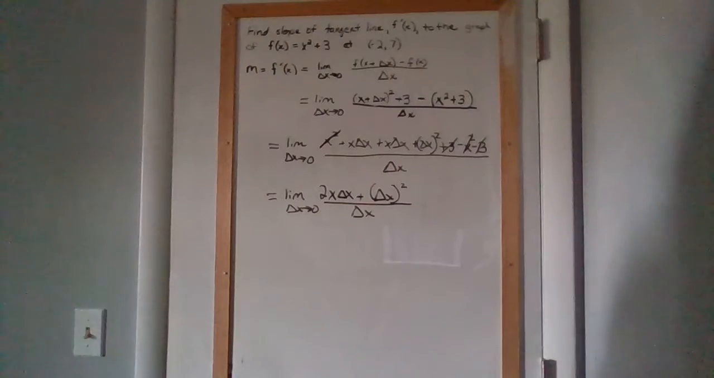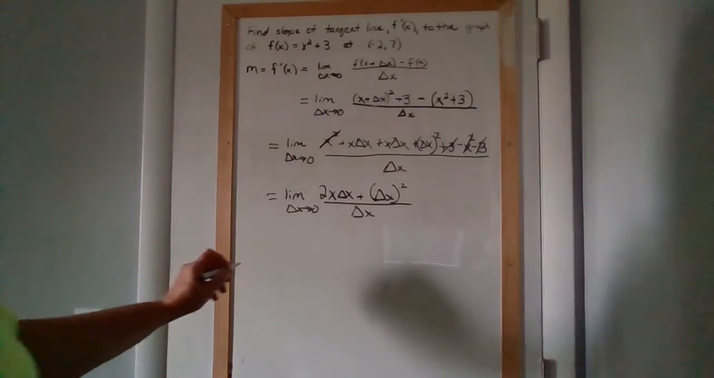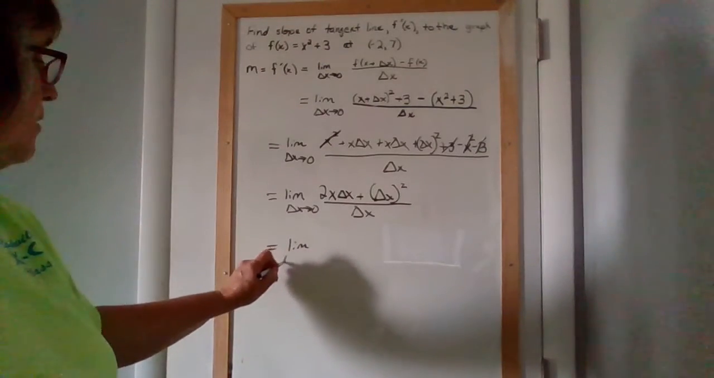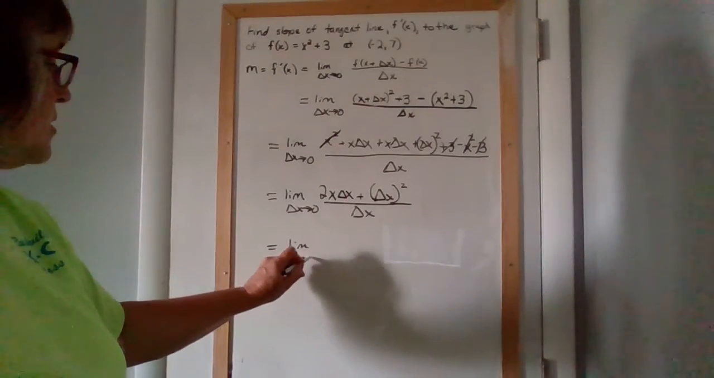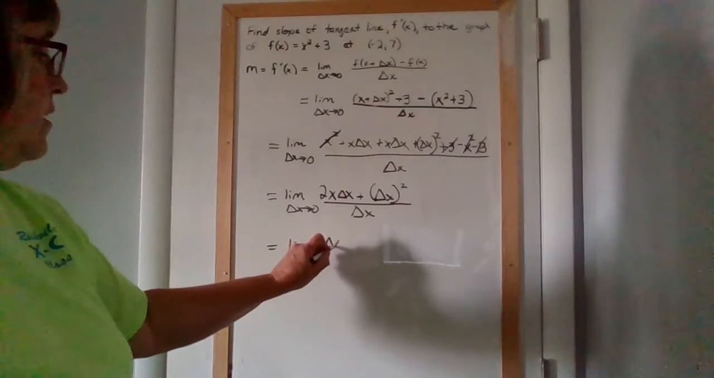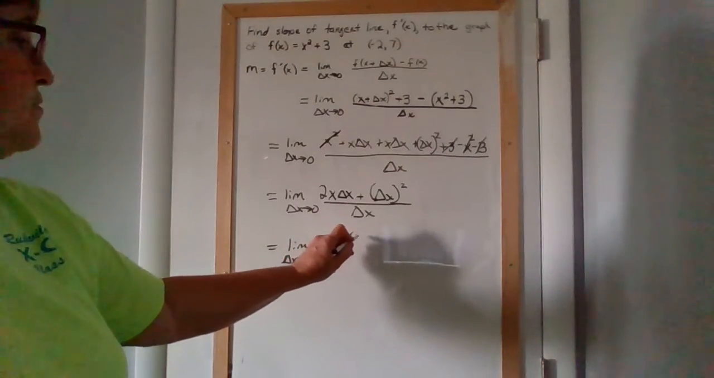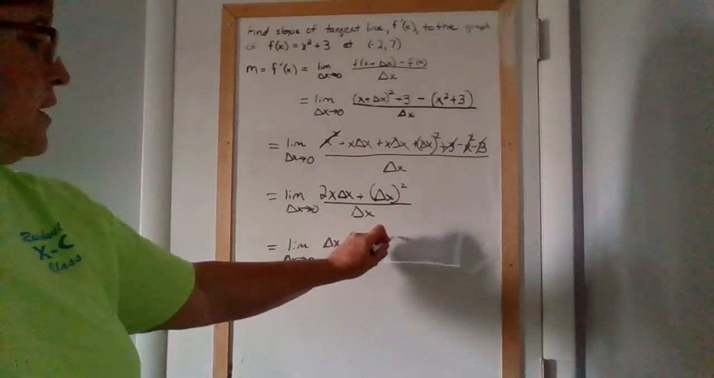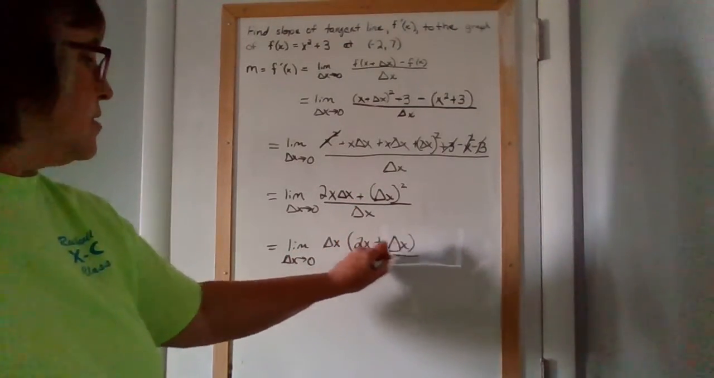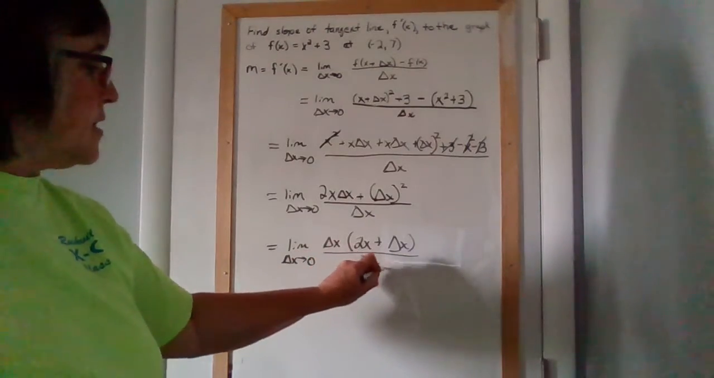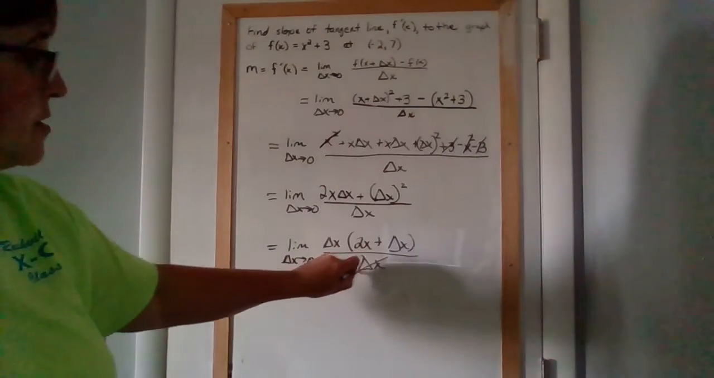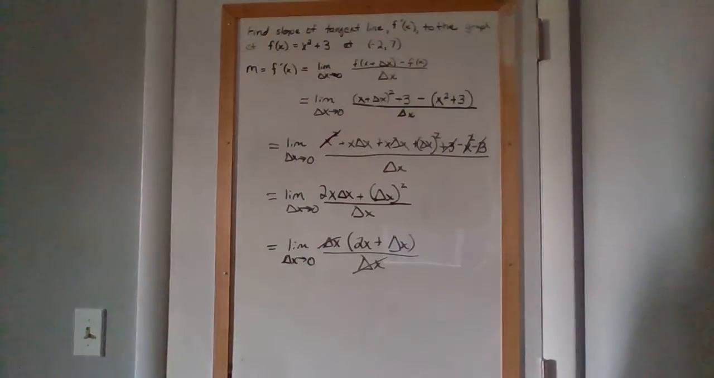I have a delta x in the numerator of each term, and so I can factor out that common factor. So the limit as delta x approaches 0 of delta x, and now I'll have just 2x plus delta x, over delta x. But that's the key to this problem, because that allows this delta x in the denominator to cancel out with the delta x in the numerator.